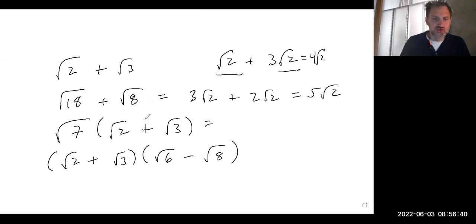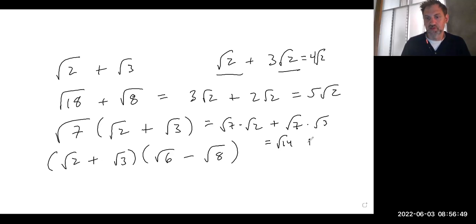All right, distribution, square root of 7 times the square root of 2 plus the square root of 7 times the square root of 3. So we're just looking at the square root of 14 plus the square root of 21.